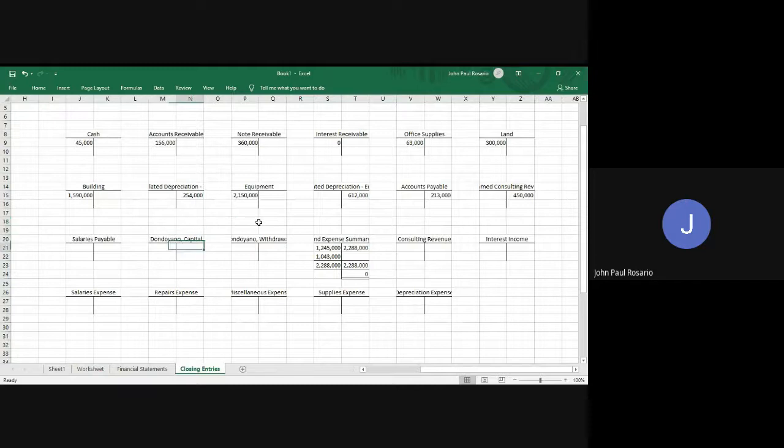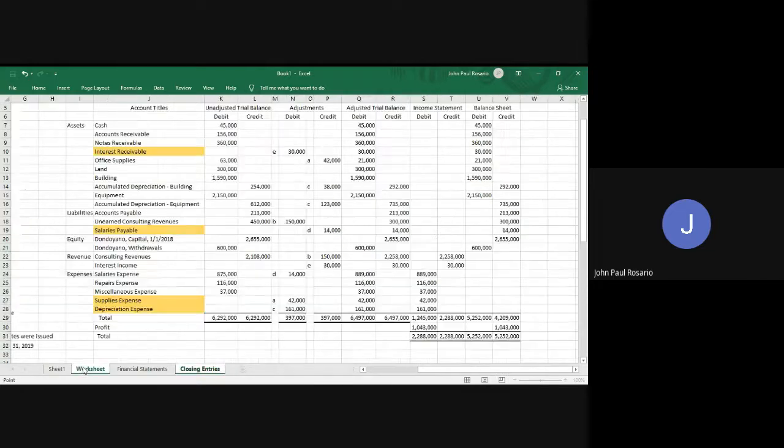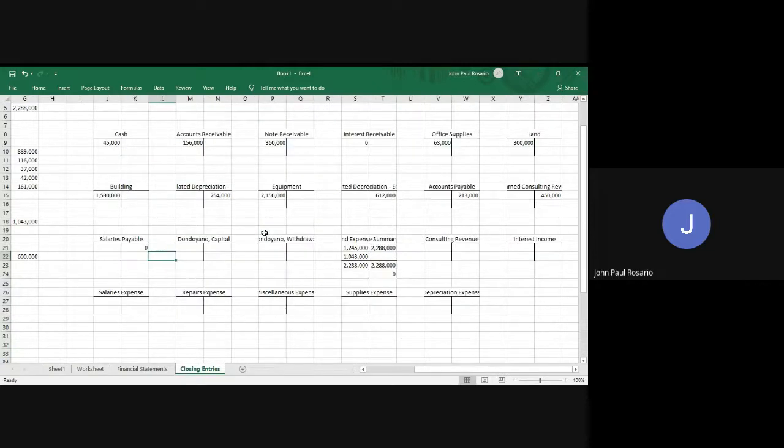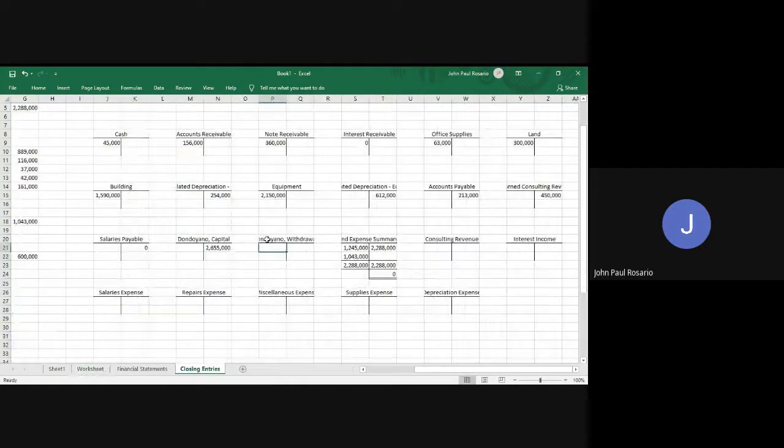And then, so that we can also prepare our trial balance. Okay? Zero for salaries payable. And then, capital. Withdrawals is debit.